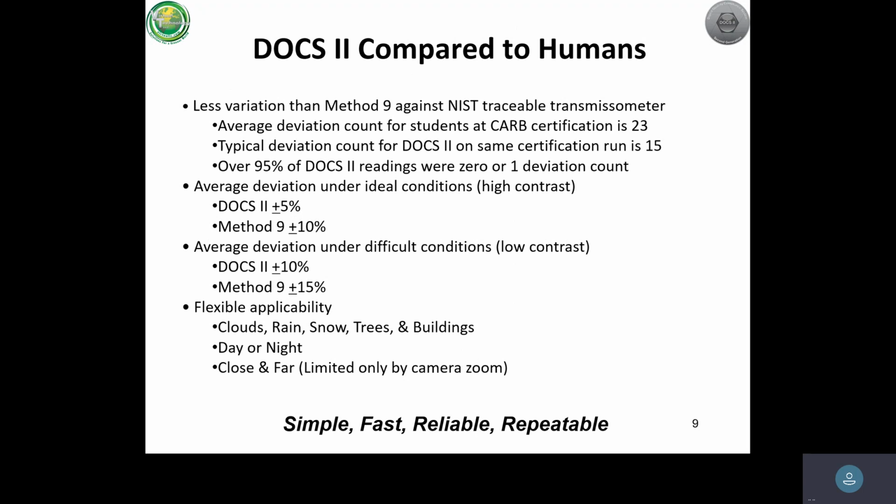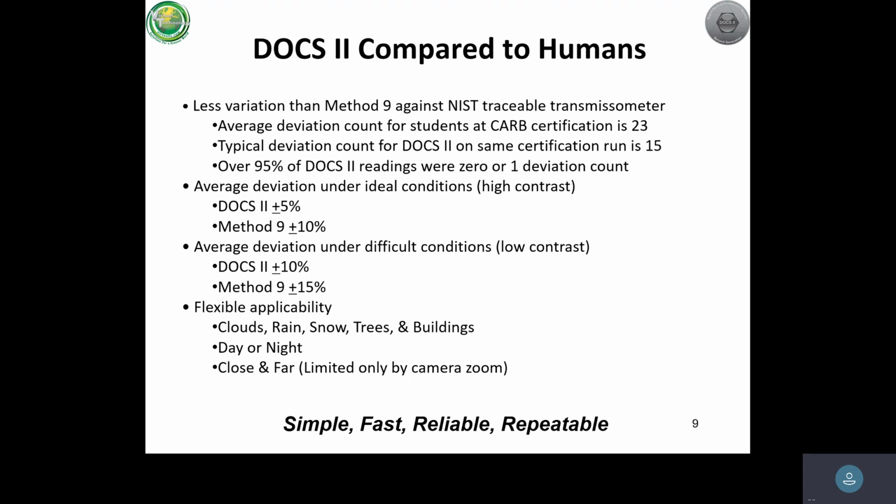And this is the question that everybody always asks me. They say, well, how does this compare to a human reader? So I always say, if you can find me a Method 9 reader who has passed smoke school for over a decade, every 6 months, with a deviation less than 15, I'll buy a case of beer. Nobody has ever made me buy anybody a case of beer. Docs has done it and continues to do that. Our deviation percentages, if we're on a good high contrast day, are less than 15.